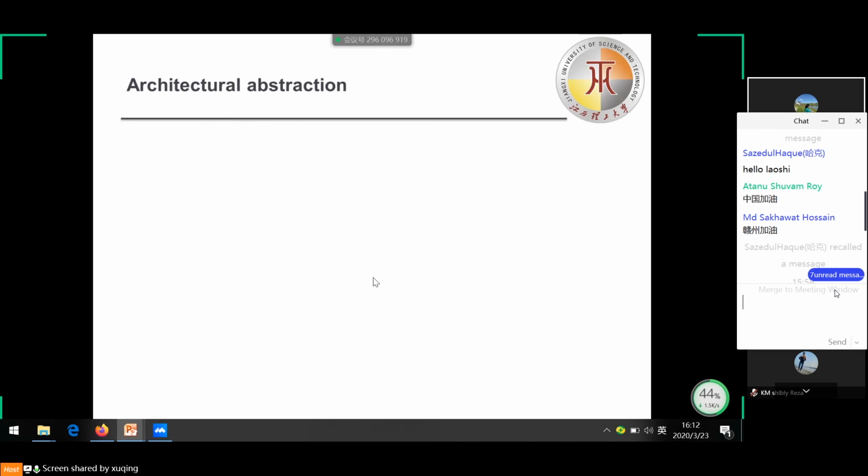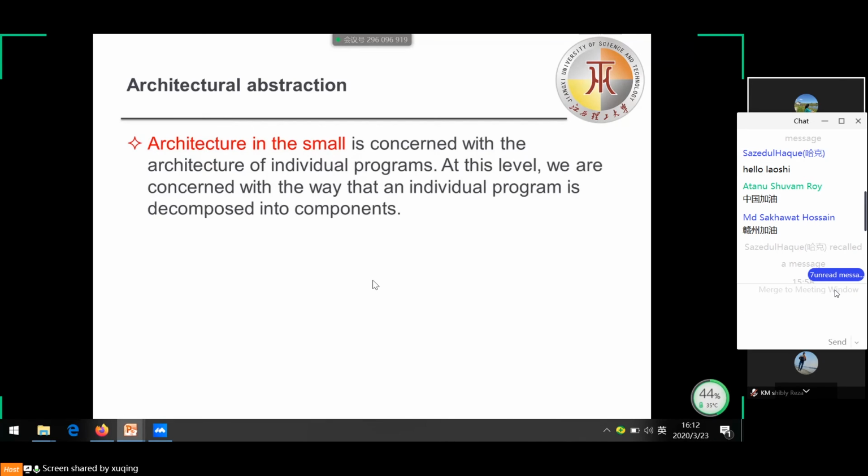And normally we can design software architectures at two levels of abstraction. We call them architecture in the small. That means we are concerned with the architecture of individual programs. At this level, we are concerned with the way that an individual program is decomposed into components.